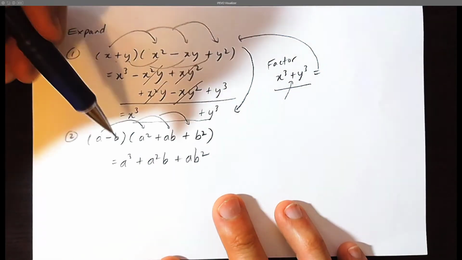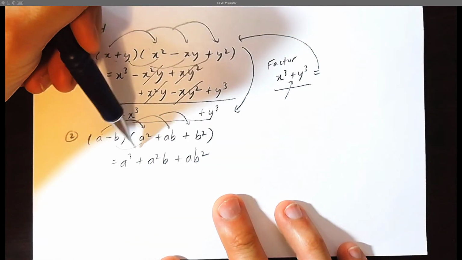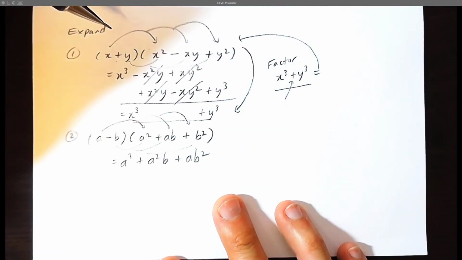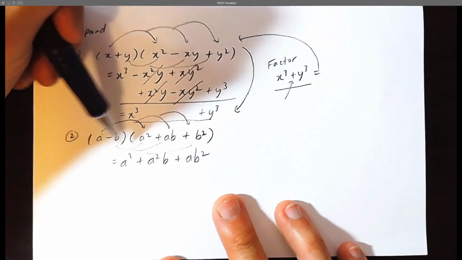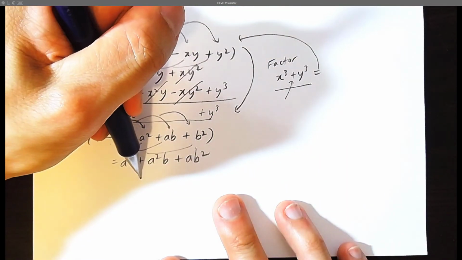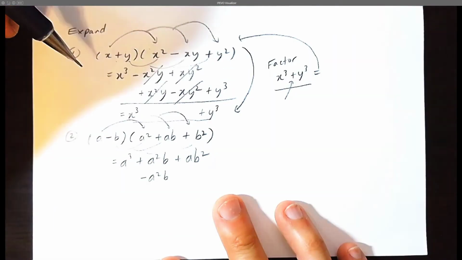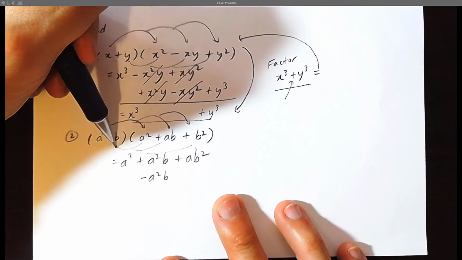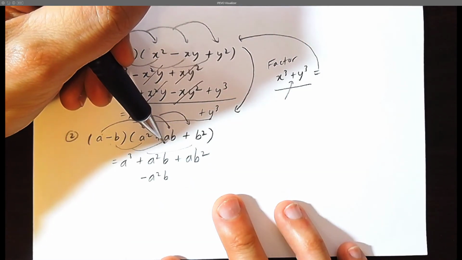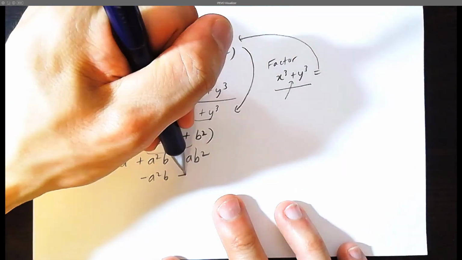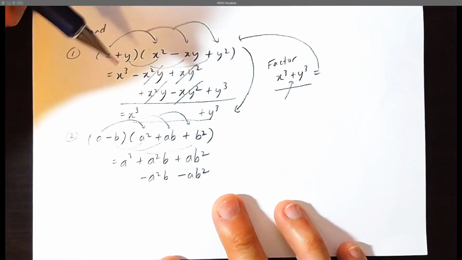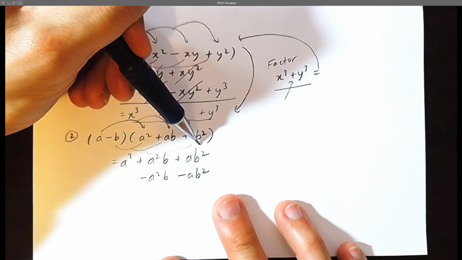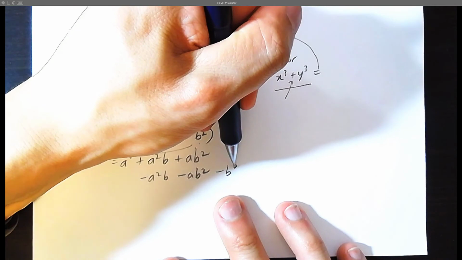Now this is your wonderful brother or sister feeding the dog, cat, and bird as well. Negative b times a squared is going to be negative a squared b. Remember to put the a's before the b's. Negative b multiplied by ab is going to be negative ab squared. And finally, negative b times b squared is going to be negative b cubed.